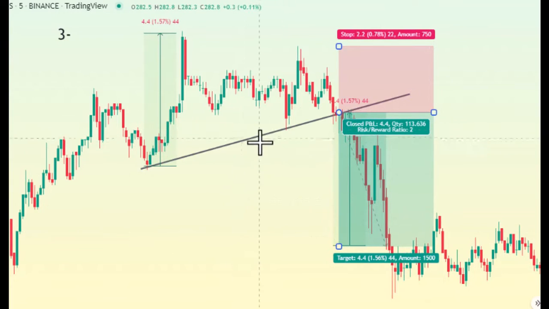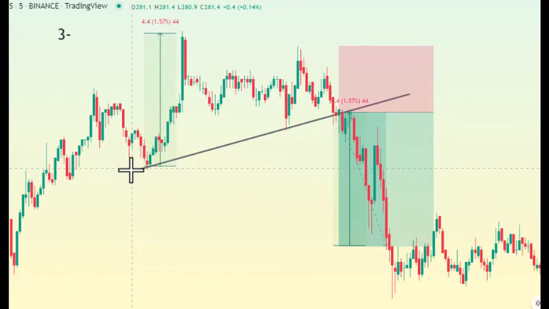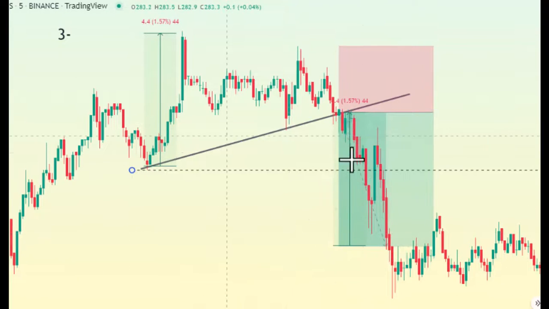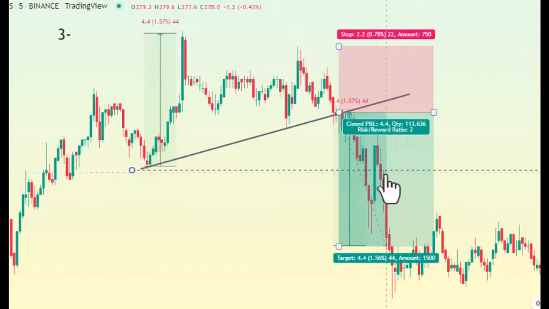But I don't recommend you use this pattern, I mean the third type pattern, for entering a position. It is high risk, and the important level for this pattern is here. If price breaks here and breaks here, you can enter a position with low risk.